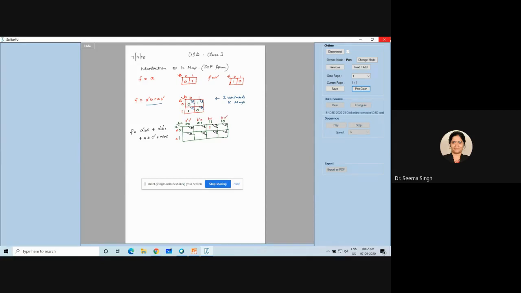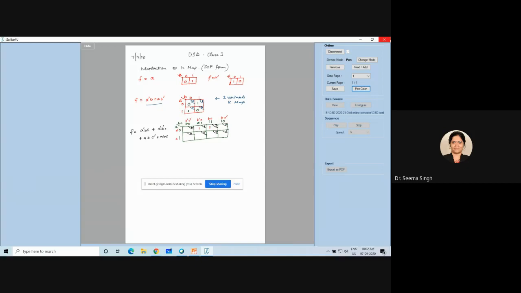Now it may be easy for you to search. So A bar BC, I have already marked. Then A bar B bar C. So A bar is here, A bar B bar C, so it is here. 1.